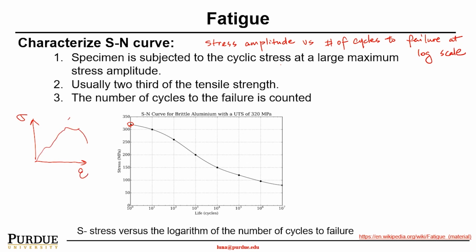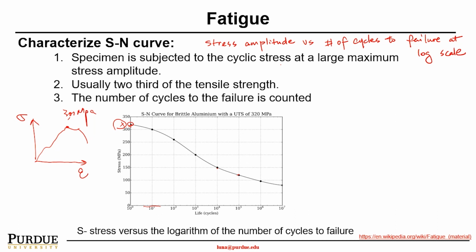So the ultimate tensile stress here is 300 megapascal. However, it depends on how many cycles I'm going through under this sinusoidal stress. You see, the stress to the ultimate failure is way lower than this particular number, right? Than your ultimate stress.